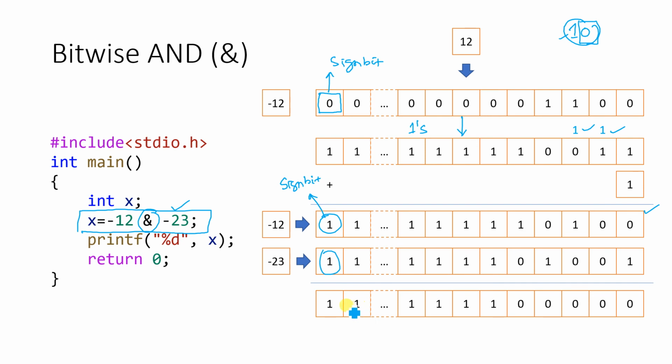Okay, so what do you get? You get a negative number here. How do you know that this is a negative number? Because of this 1 over here. As the sign bit is 1, that's why this is a negative number. But how could you know whose negative representation this is? Whosoever's negative representation this is, that is the output of this program. So let us find out whose negative number representation this is.